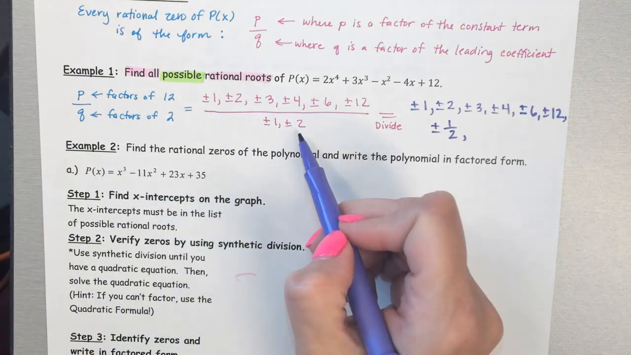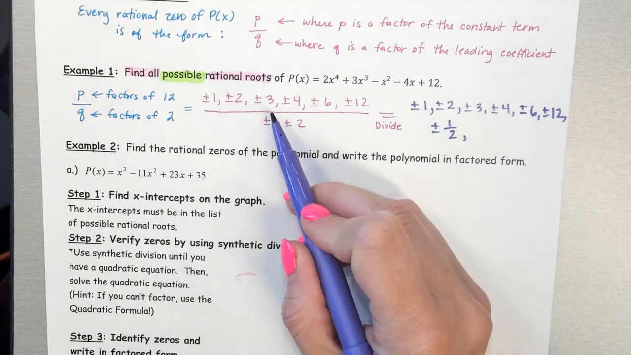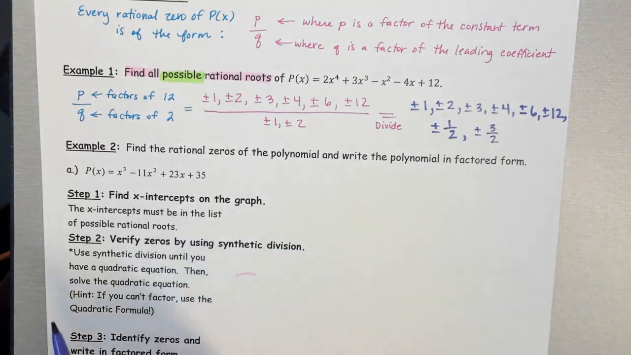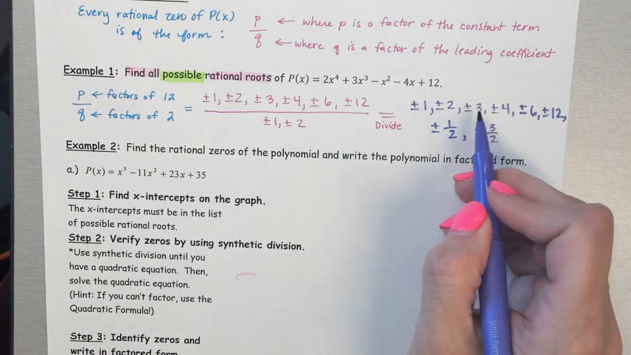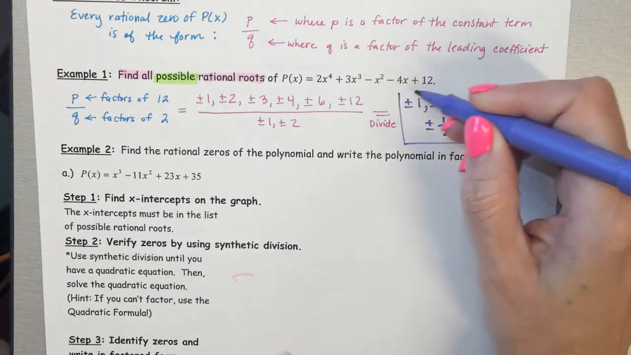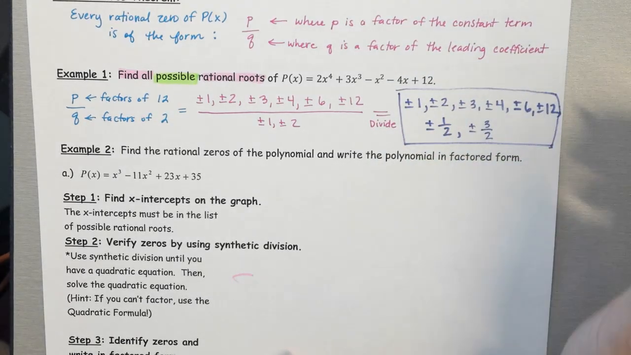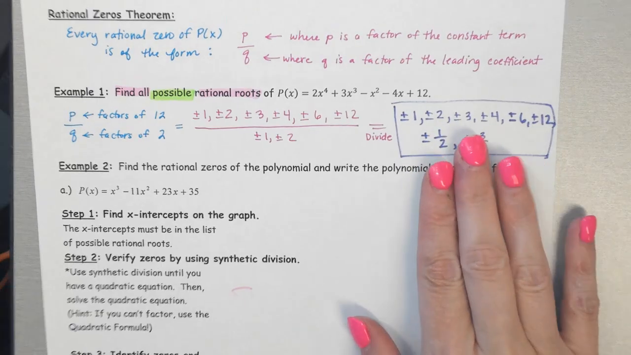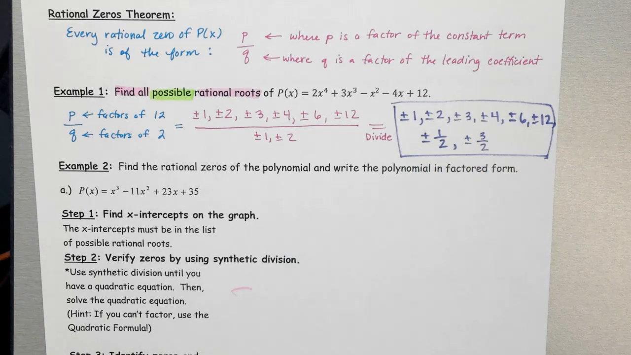All right, 2 divided by 2 is 1. We already have that. 3 divided by 2, we're going to add it. 4 divided by 2 is 2. 6 divided by 2 is 3. 12 divided by 2 is 6. So these are our answers. Okay, that's how you generate those possible zeros. Okay, so if that polynomial has rational roots, it would be on this list, okay? If it just says to find the possible ones, you do not have to find the actual ones.